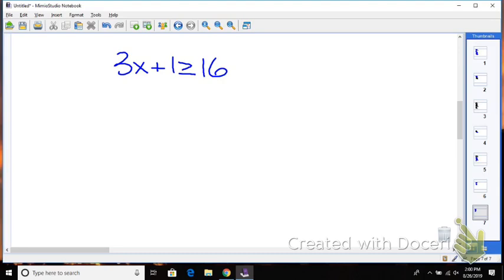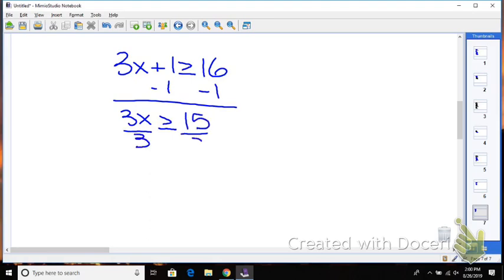So what do I move first here? One. Okay. So I have 3x is greater than or equal to 15. And then my last step is to divide by 3. It's a positive 3, so the sign does not change. So I get x is greater than or equal to 5. We got a closed circle. Okay, why is it a closed circle? Because it's a number line.